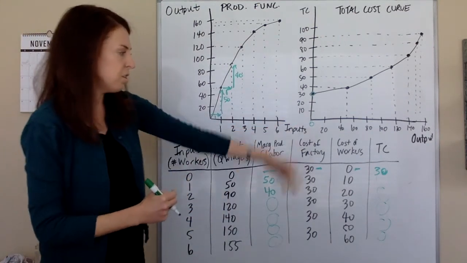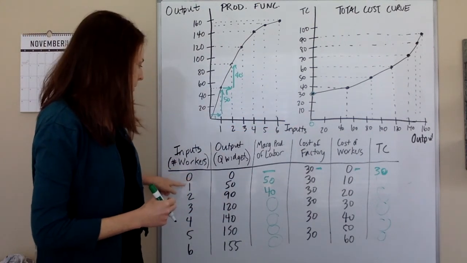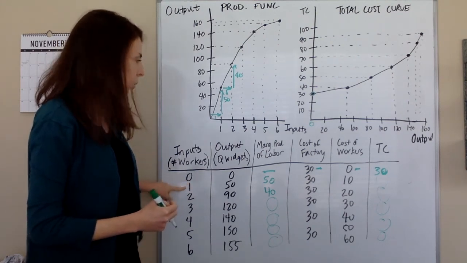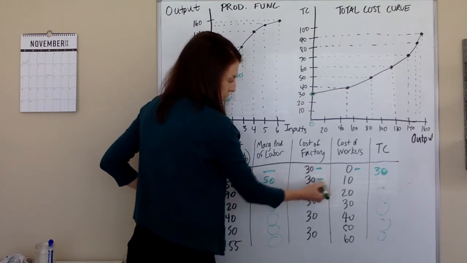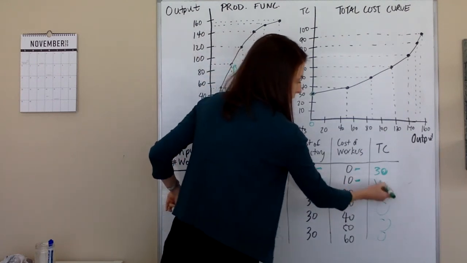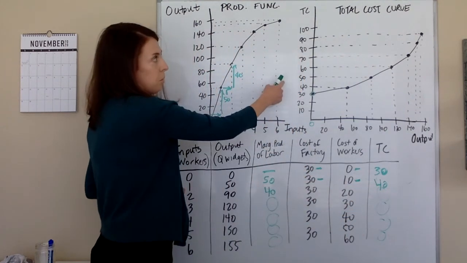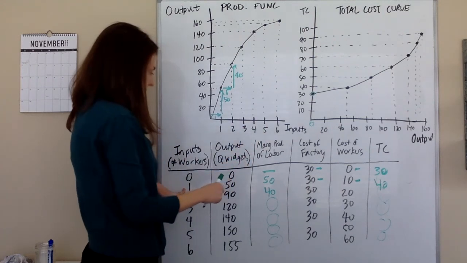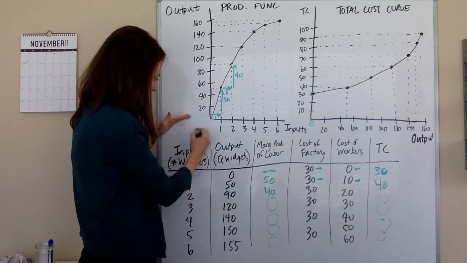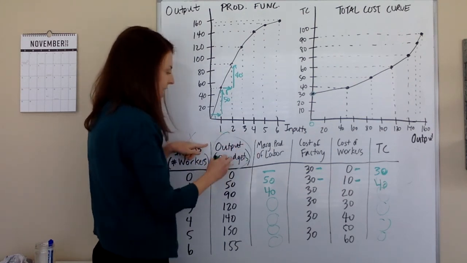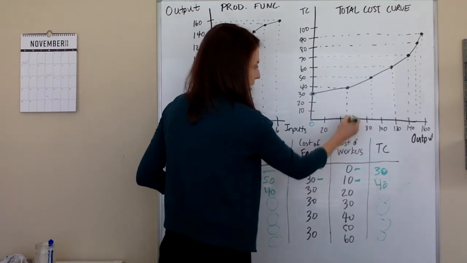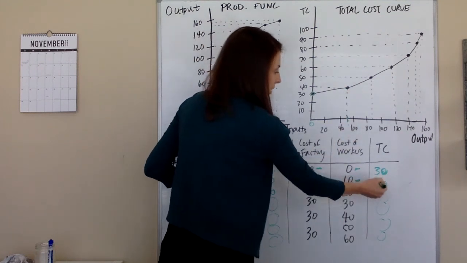I'm going to do one more for you and then let you fill in the rest of the table. Okay, what would the total cost for the firm be if they hire 1 worker? Well, they've got the $30 they have to pay for the factory. They have the $10 that they have to pay for the worker, so their total cost is going to be $40. So now note how this lines up with the total cost curve. If they are producing 50 units, which is right here, then what is their total cost? It's $40.